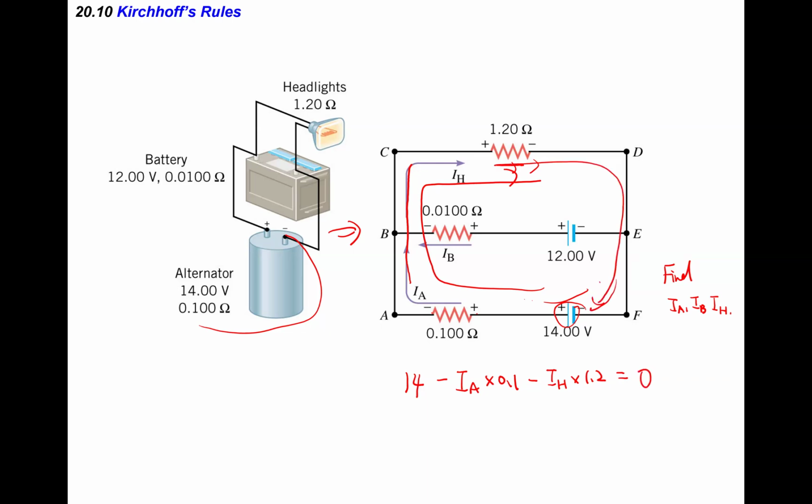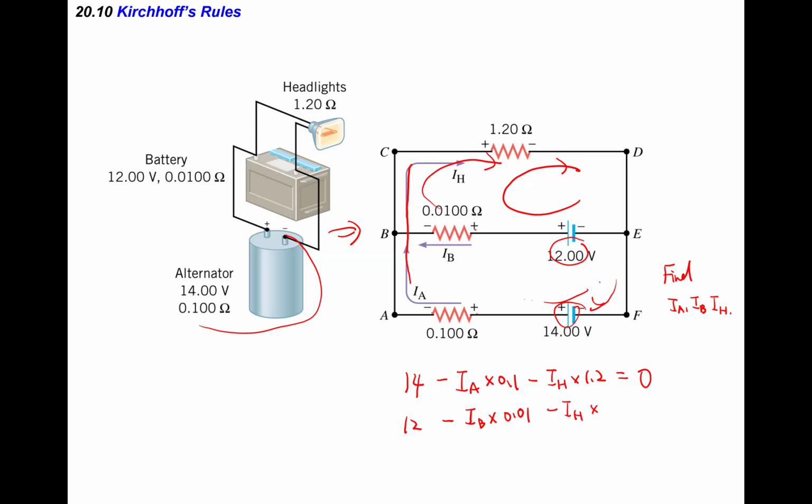And then we can take a look at our smaller loop. So go from here to here. Here to here is 12, a potential rise. And then from positive to negative is a potential drop, so minus IB times 0.01. And then from here to here is another potential drop, minus IH times 1.2, will be equal to 0.